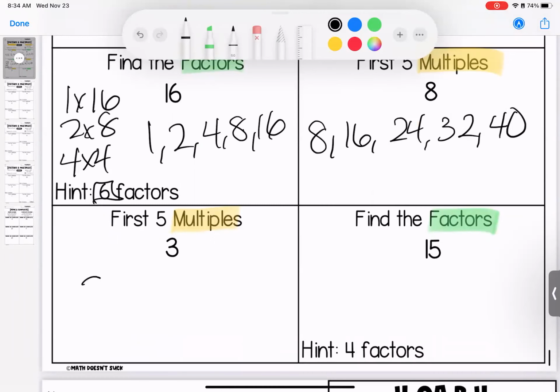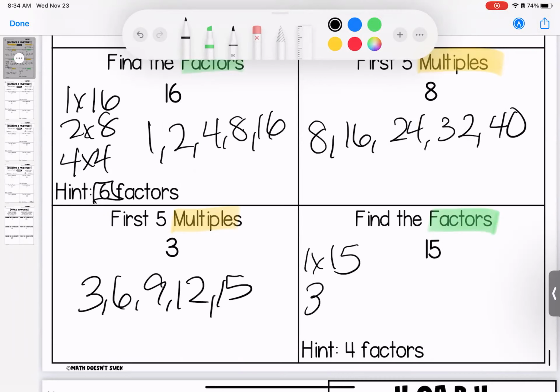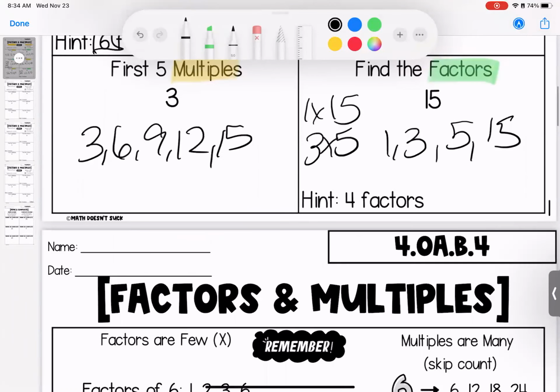First 5 multiples of 3 are 3, 6, 9, 12, and 15. Factors of 15 are 1 times 15 and 3 times 5. That's the end of page 1. If you have any questions, please bring them with you to class.